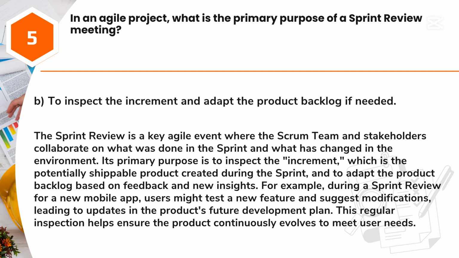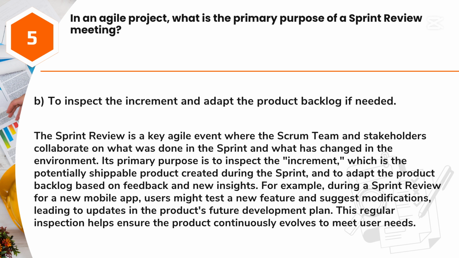Answer: B. To inspect the increment and adapt the product backlog if needed. The sprint review is a key Agile event where the Scrum team and stakeholders collaborate on what was done in the sprint and what has changed in the environment. Its primary purpose is to inspect the increment, which is the potentially shippable product created during the sprint, and to adapt the product backlog based on feedback and new insights.